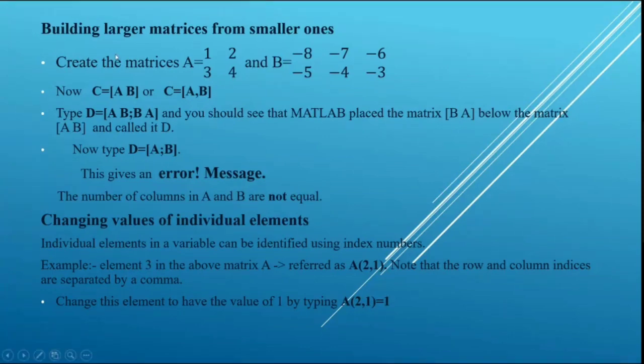We will be building larger matrices from the smaller ones. If we create the matrices A and B with the values assigned here, now we will type C equals A space B or A comma B. As we all know, the use of space and comma in the matrix is the same, so we can use either of them. Now if we type D equals A comma B, semicolon, B comma A, we should see that MATLAB places the matrix B A below the matrix A B, and so it called it D.